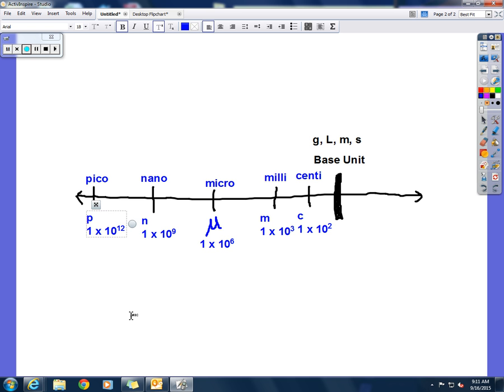Okay. Now these are all smaller than the base unit. What that means is that there are many of them in one base unit, which is why all of their exponents are positive, because there are 100, or 1 times 10 to the positive 2 centimeters in 1 meter. Okay?